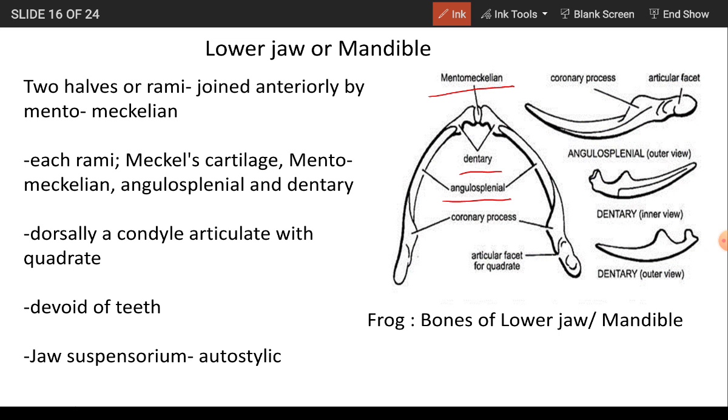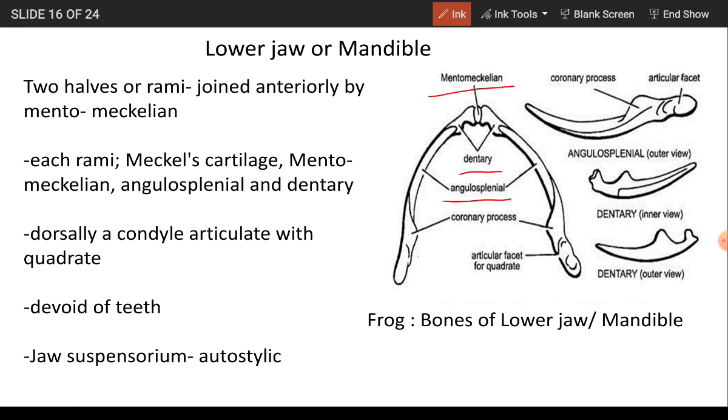The mentomeckelian is a small cartilage bone present at the extreme anterior end of Meckel's cartilage, and it unites, that is, it symphyses the two halves of the mandible or the lower jaw. The mentomeckelian bone is a small cartilage bone, and this unites the two pieces of the lower jaw. It brings about the symphysis.